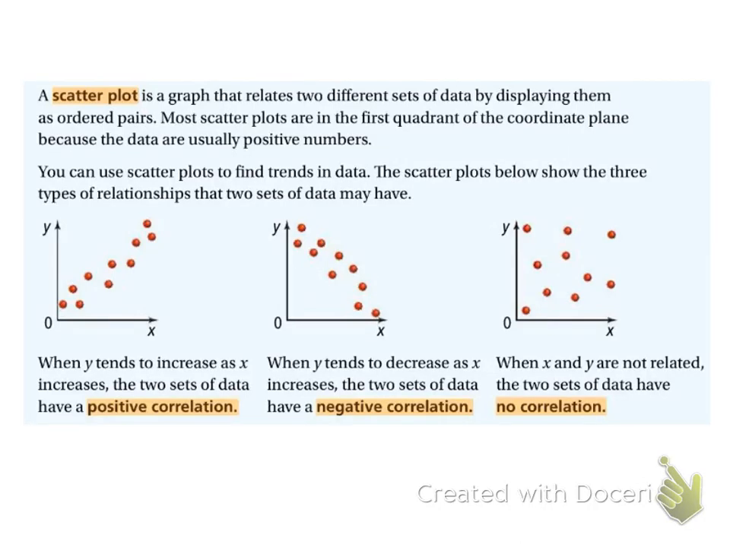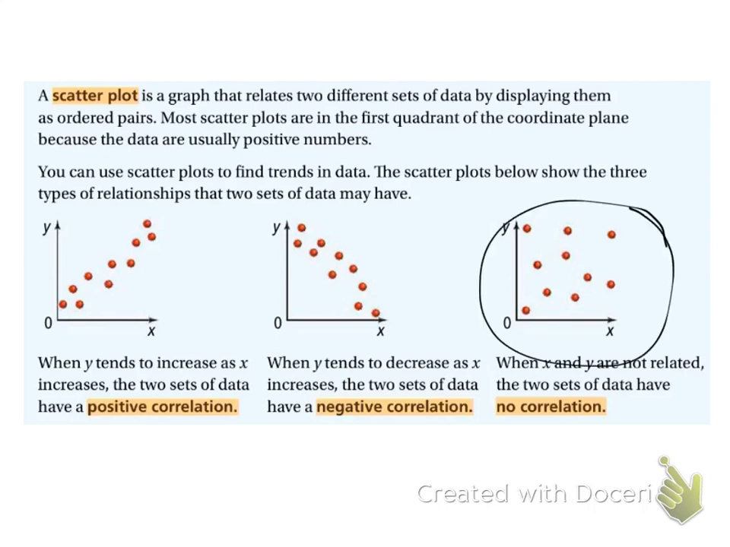This is 5.7 of Algebra. So we're going to talk about scatter plots. Scatter plots is when we're graphing points, right? So you see 3 pictures of scatter plots there. And we can talk about where the points are on the graph.